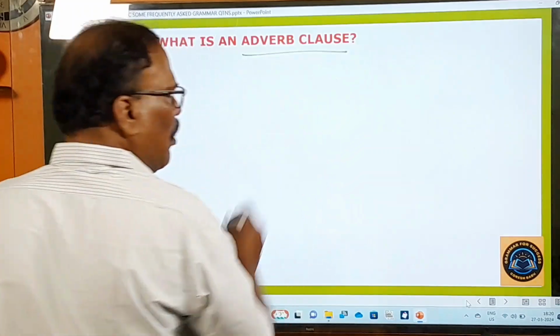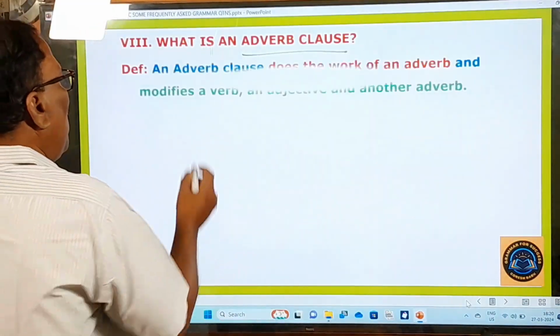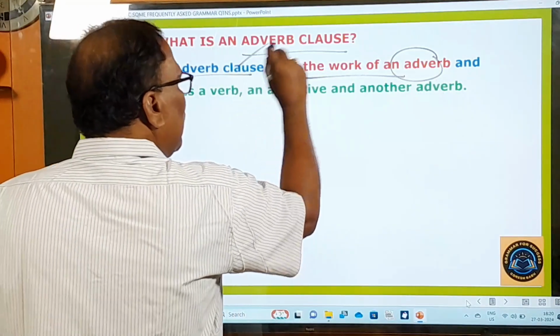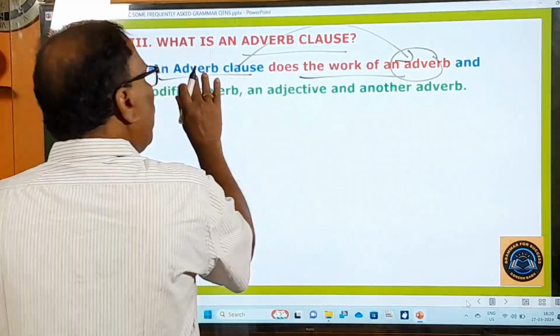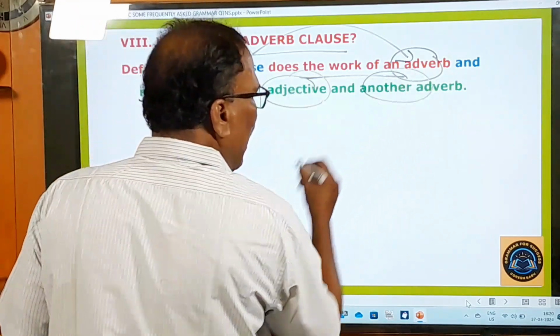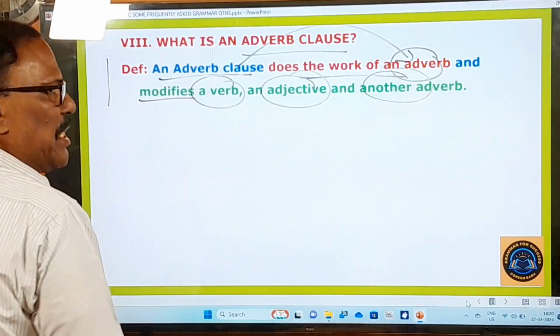What is an adverb clause? What is an adverb clause? Already you know. An adverb clause does the work of an adverb. A clause that does the work of an adverb is called an adverb clause. Very simple. It modifies a verb, an adjective and another adverb. So this definition please keep in your mind.